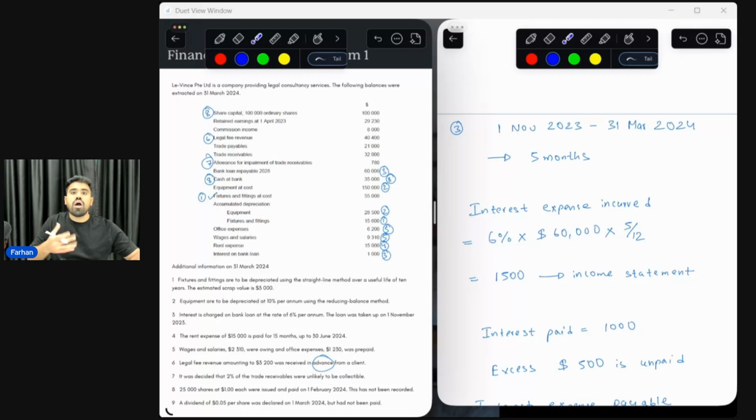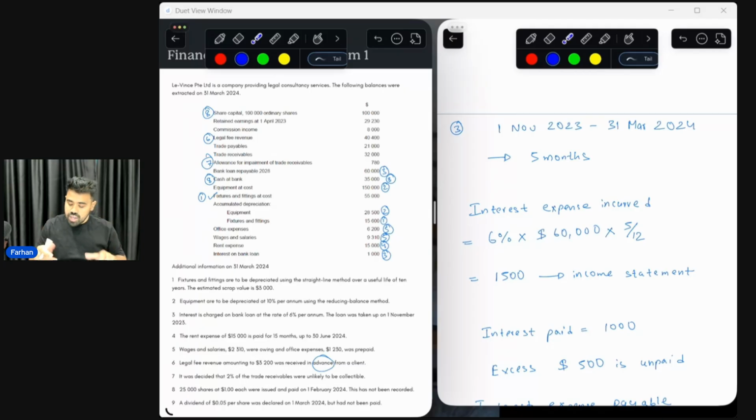at 31 March 2024. So since the 1st of November 2023 until the end of 31 March 2024, we have got 5 months in total, which are the months of November, December, January, February, and March. Okay. Now, we want to find out the interest expense, which would have been incurred in these 5 months since the loan was taken on 1 November 2023. And how do we calculate this?